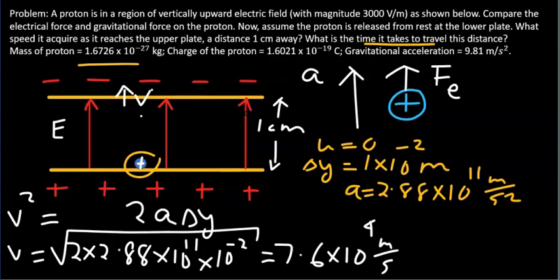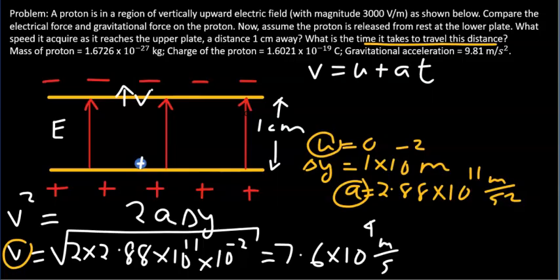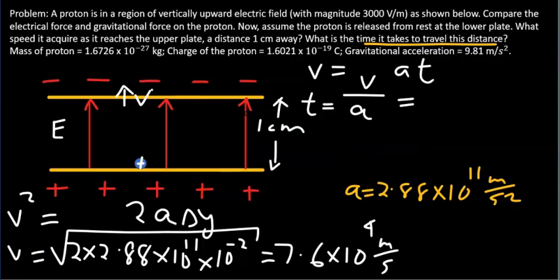What about the time it takes to travel this distance? Since we know the final speed, the initial speed, and the acceleration, the time can be calculated by using another kinematics equation, namely v equals u plus at. Since the initial speed, or u, is 0, the equation becomes that, and the time of travel is simply v divided by a.